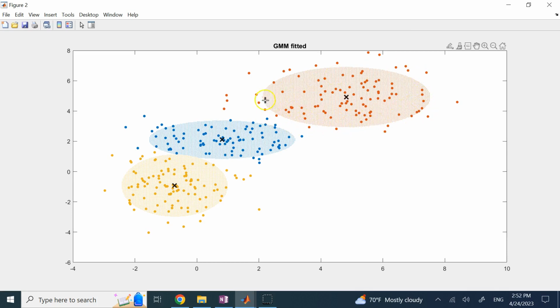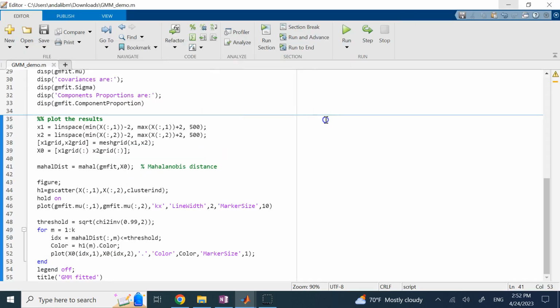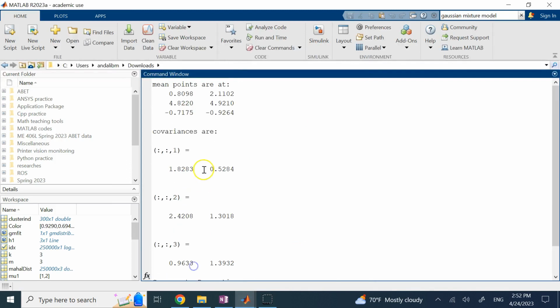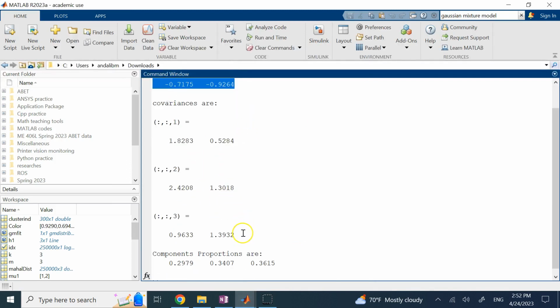Okay, so this is the ellipse that you can fit to your third cluster. This is for the second cluster. This is for your first cluster. Or you could draw ellipses using these numbers that you have, using these centers and these covariance matrices.